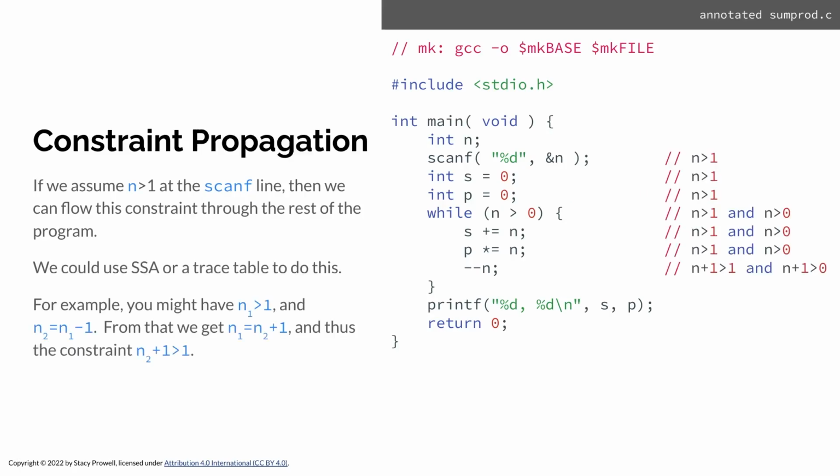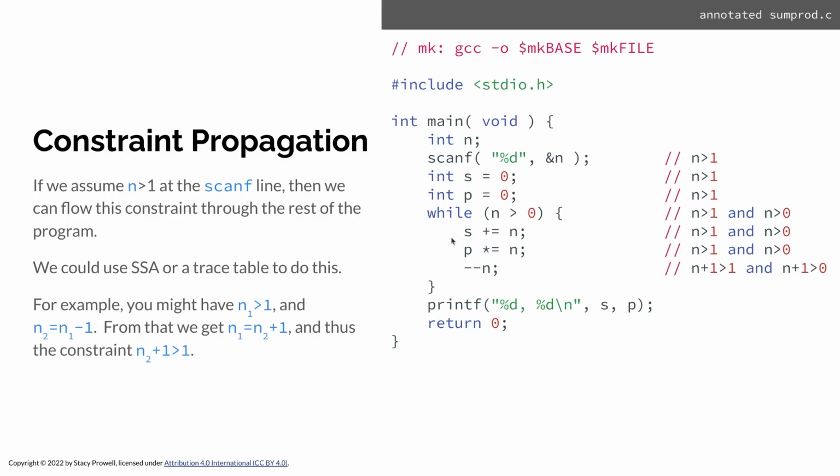We're going to flow this constraint through the program and see what we get. And so we do that. We know at scanf n is greater than 1. The next line, n is greater than 1. The next line, n still hasn't changed, still greater than 1. Here's the while loop. Inside the bracket here, we know a couple of things. We know that n is greater than 1 because that's what brought us here. And we know n is greater than 0 because it has to be for this loop to execute. So we have n greater than 1 and n greater than 0.